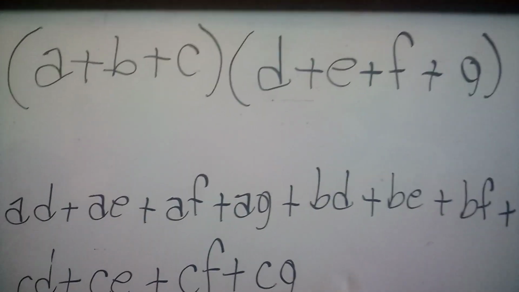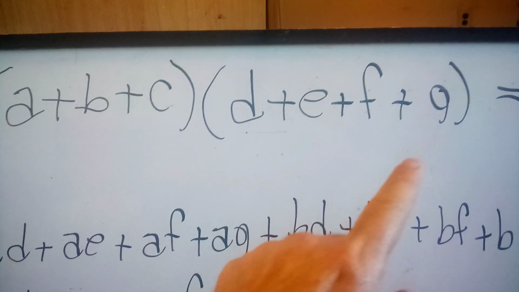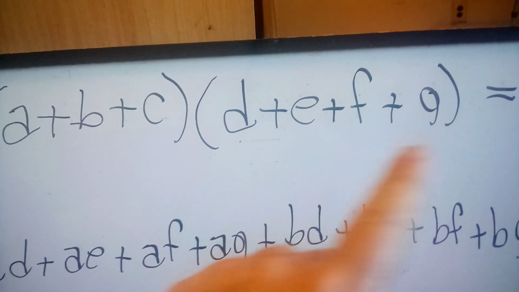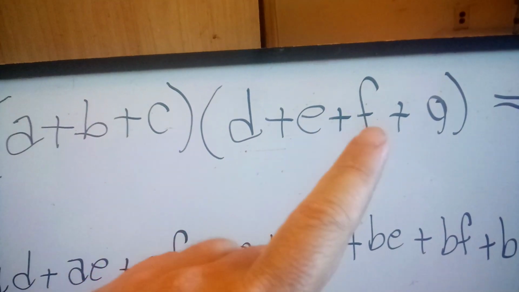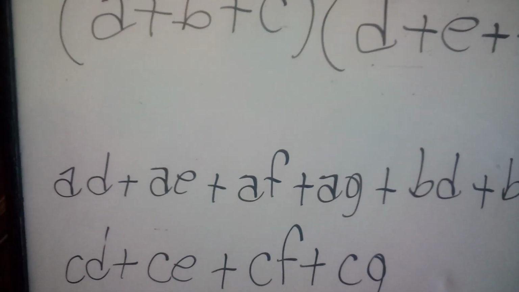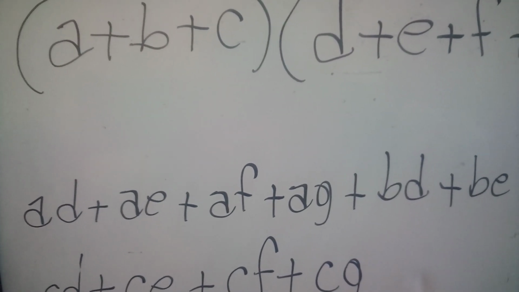So we start with the first guest, A, and multiply A times each of the terms in the receiving line, D, E, F, and G. A says, hello, D. Hello, E. F, I'm glad to be here. G. And we have as a result AD plus AE plus AF plus AG.